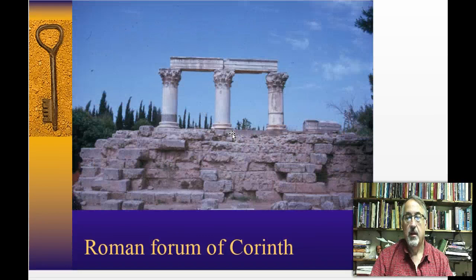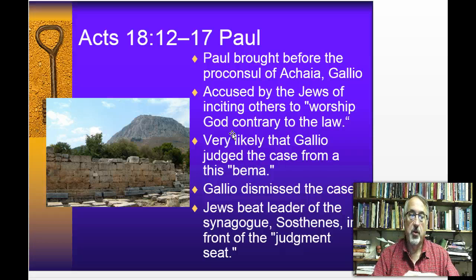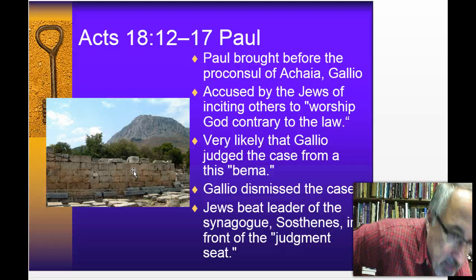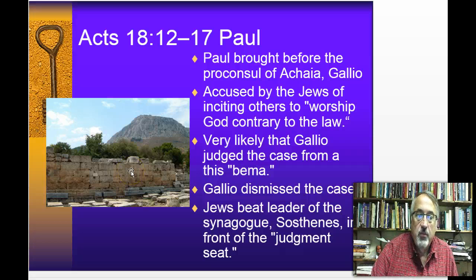Well, in Acts 18, Paul is brought before the proconsul at Corinth, the proconsul of Achaia, Gallio. He is accused by the Jews of inciting trouble, worshiping contrary to Jewish law. It's very likely this bema was a raised platform, and it appears that Gallio would appear there every so often to hear court cases or troubles and act as a judge. Gallio dismissed this case. If you read it carefully, you'll see he dismissed the case because he said he was not going to get involved in Jewish disputes.